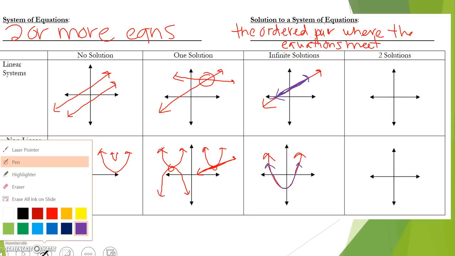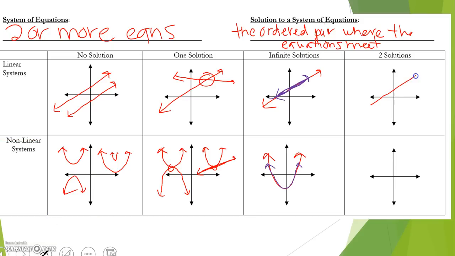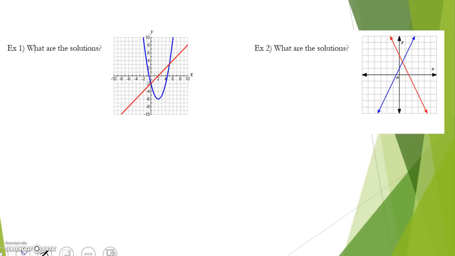Two solutions. If you have three lines, you could make two solutions. If you only had two lines, though, you could not have two solutions, because one of the lines would have to curve, and then it's no longer a line. When it comes to nonlinear systems, to get two solutions, I could have my line just passing right through it like that. You could also have two U's that cross through each other twice. So now you know the different kinds of solutions.